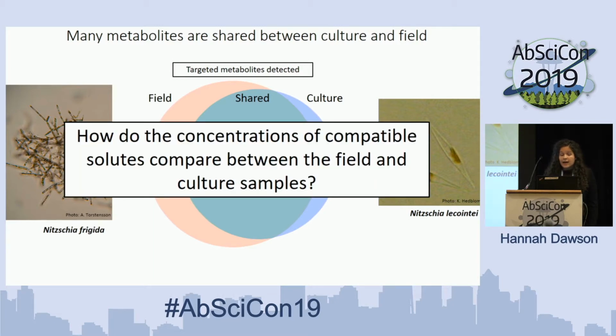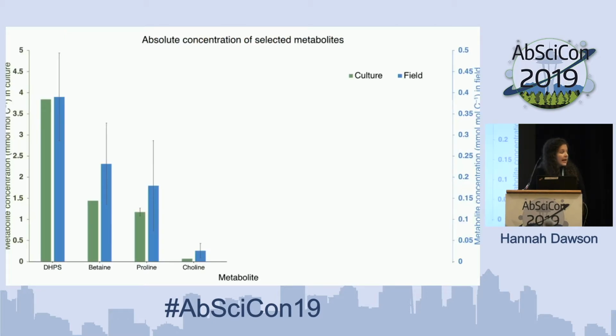And the next thing I wanted to look at is how the concentrations of the compatible solutes in particular compare between these sample types. And here I'm just showing you, for a select number of compatible solutes, the absolute concentrations for both the field and the culture. And the first thing I want to point out is the difference in y-axes, where the left axis in green is the millimoles of metabolite per mole carbon in the culture, and the right in blue is in the field. And you might notice that there is about a 10-fold difference in concentration between these two sample types, with concentrations being higher in the culture, which we would expect comparing a pure exponentially growing culture to a mixed field community where all the organic matter might not necessarily be living and growing.